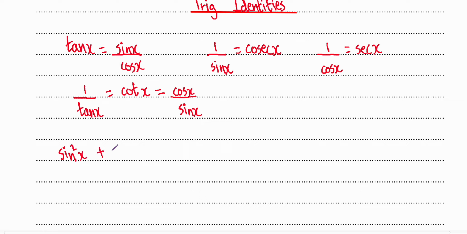Some other things that you need to know is that this is another very famous and very common identity: sine squared of x plus the cosine squared of x is equal to 1. You can always rearrange this to get cosine squared on its own or sine squared on its own. And then we have 1 plus tan squared of x is equal to the secant squared of x.